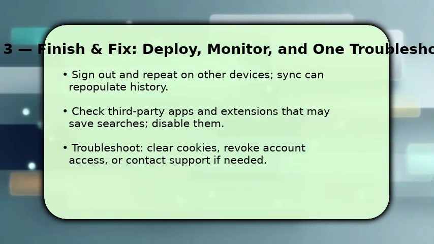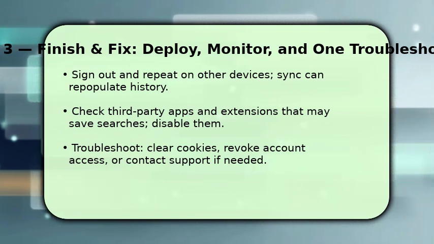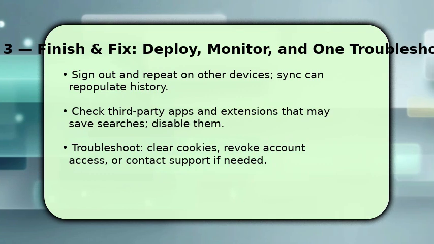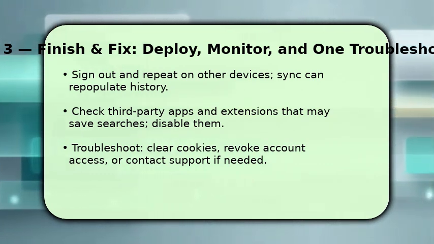To finish, sign out and repeat the deletion process on other devices. Since sync devices can repopulate history, make sure sync is paused. Next, audit extensions and third-party apps that might save searches and disable or revoke their access. This prevents reappearance. If entries persist, clear cookies, revoke Google account access for suspect apps, and recheck My Activity.